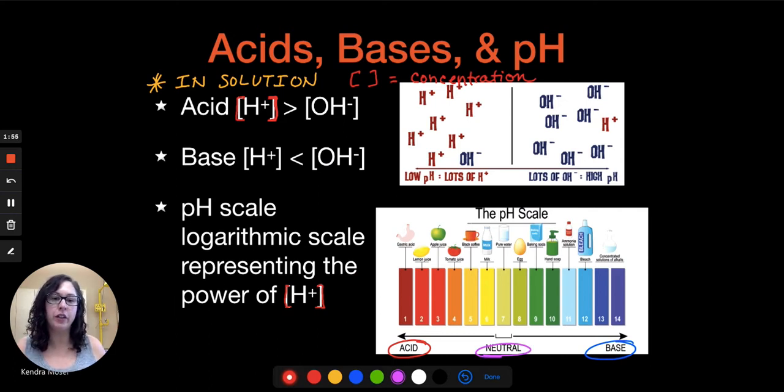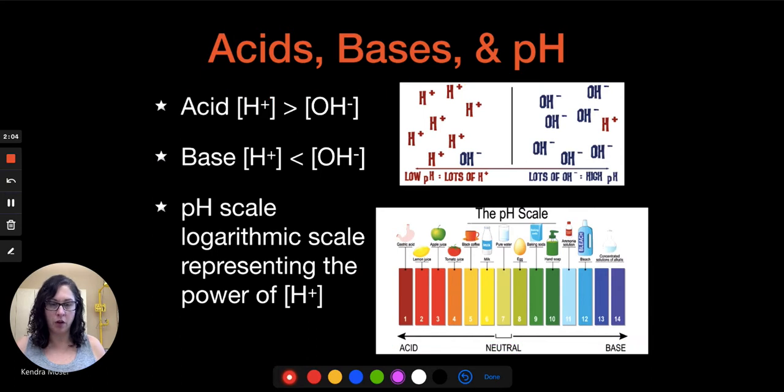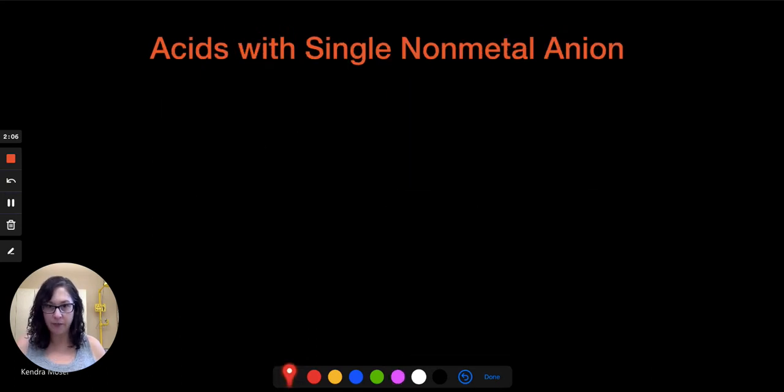We'll come back later in the year and focus a little more on acids, bases, and pH as far as the chemistry that happens there. But right now what we want to do is focus on the nomenclature, how to name these things. So let's take a look at naming acids with a single nonmetal anion.